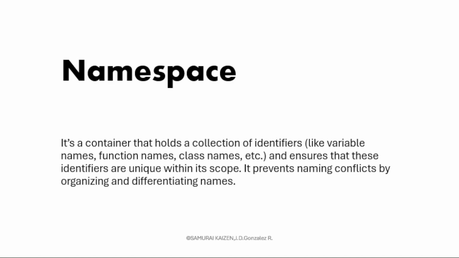Namespace, espacio de nombre. It's a container that holds a collection of identifiers like variable names, function names, class names, and ensures that these identifiers are unique within its scope. It prevents naming conflicts by organizing and differentiating names. Es básicamente un contenedor donde se almacena una colección de identificadores, ya sea de nombres de variables, funciones, nombres de clase, entre otros.